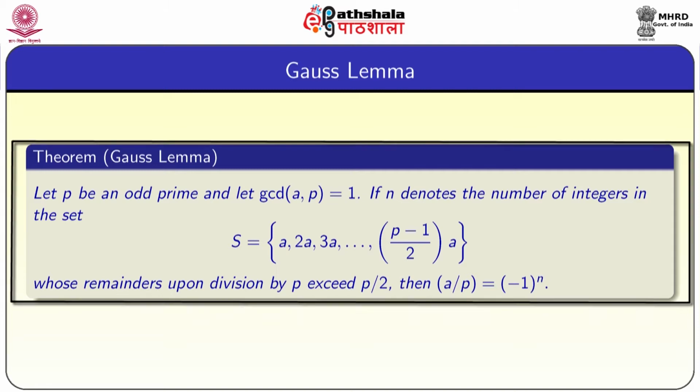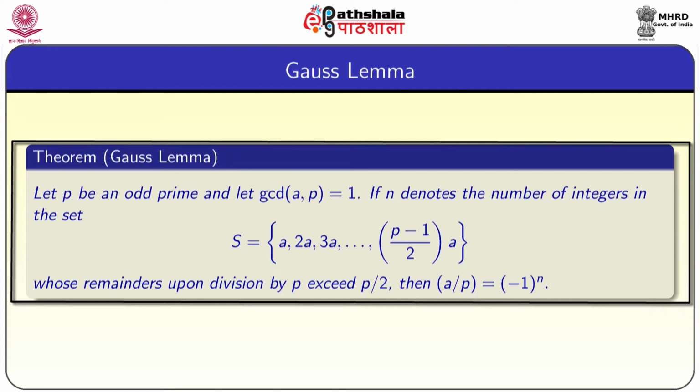First, we are going to state what Gauss lemma is. Let p be an odd prime and let gcd(a, p) = 1. If n denotes the number of integers in the set S = {a, 2a, 3a, and so on up to ((p-1)/2)a}, whose remainders upon division by p exceed p/2, then the Legendre symbol (a/p) is equal to (-1)^n.